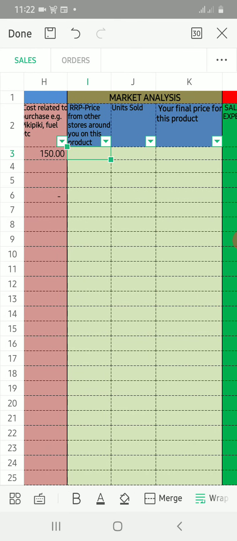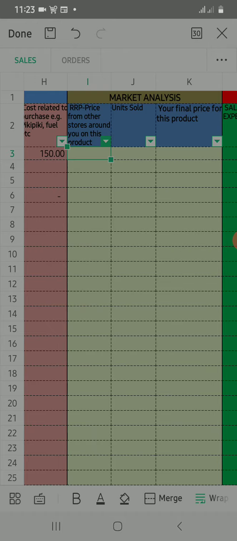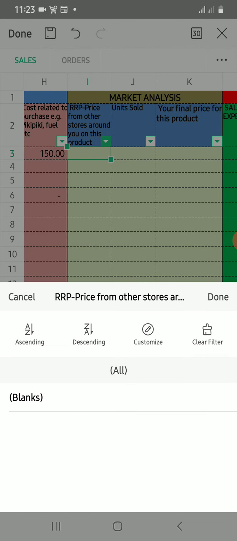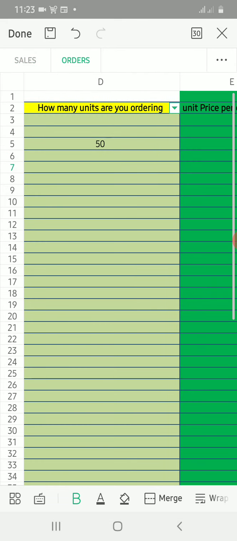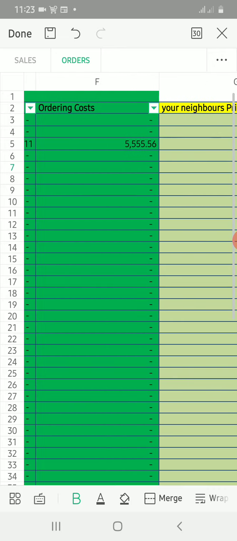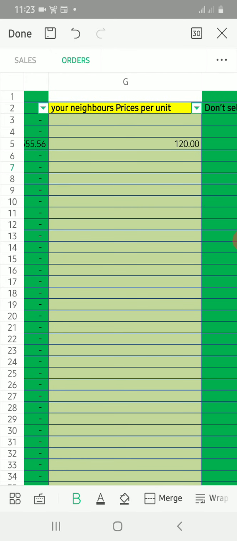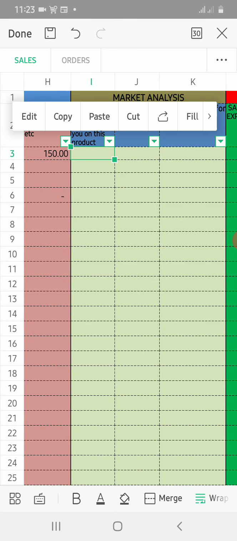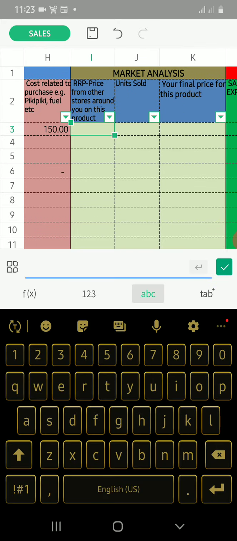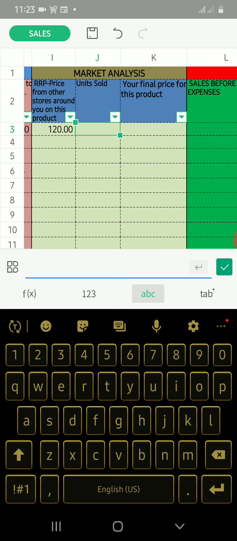Okay, so then there's now the price from other stores around you. How many did we write here? We said that your neighbor's price per unit was 120, so you come and write it here. That is 120.